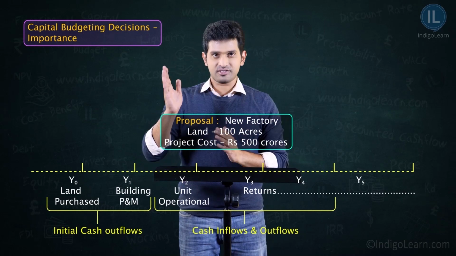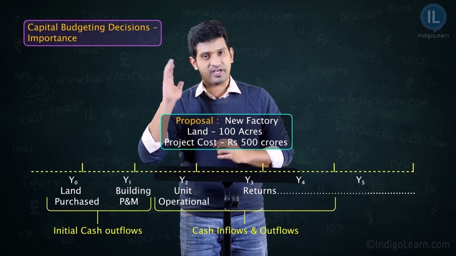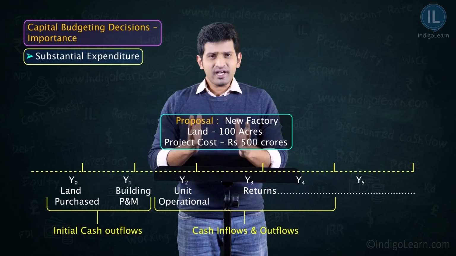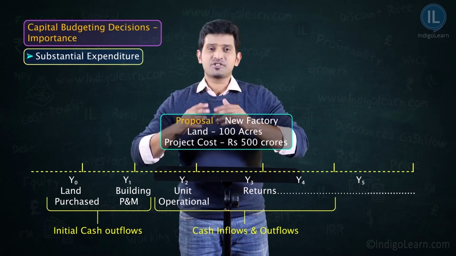This is the first point. The first reason is expenditure being substantial. The second one, we said today we are making the investment in the factory.